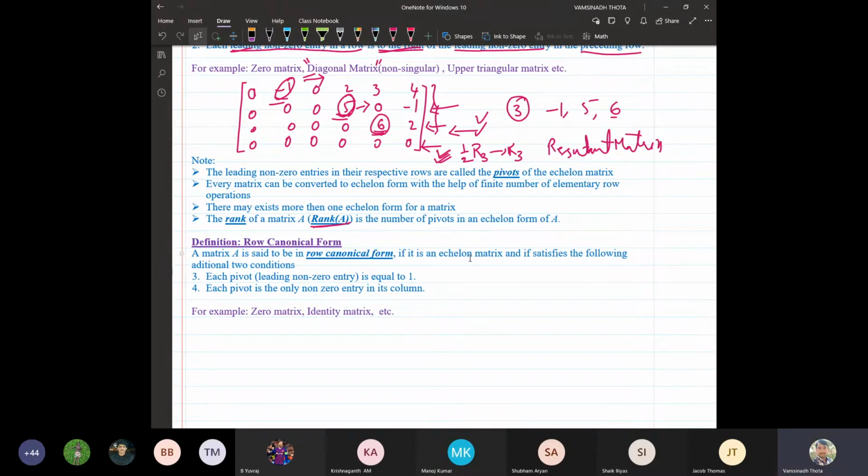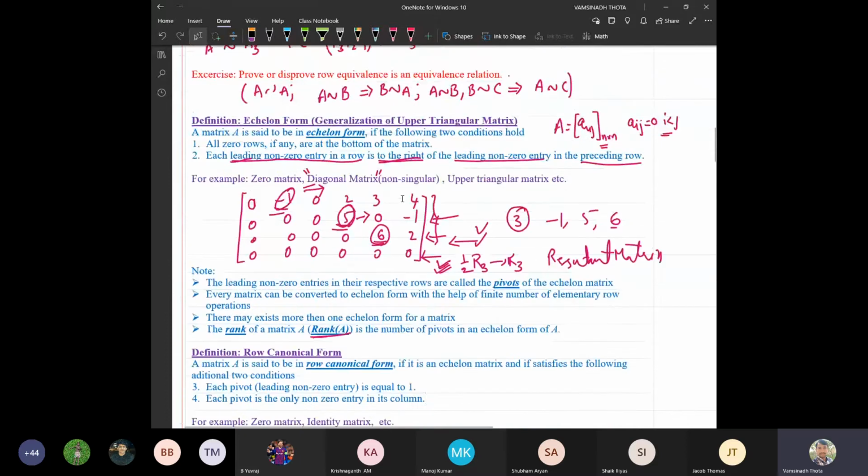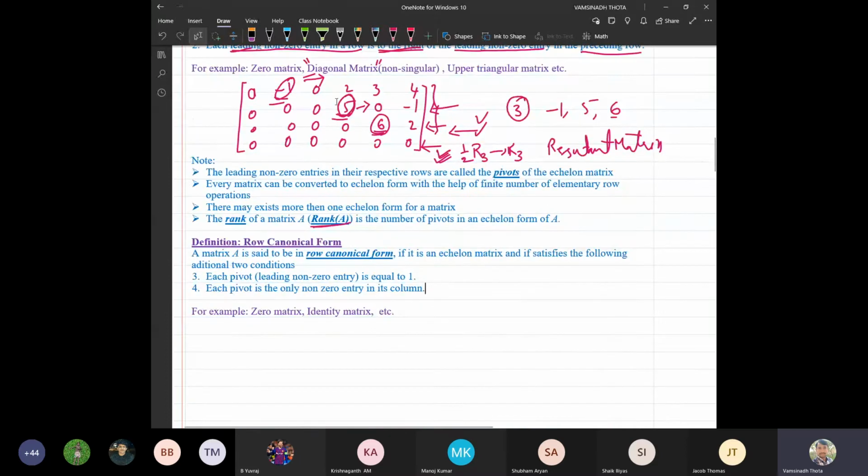Okay, then what is the additional condition? Each pivot element is the only non-zero entry in its column. Suppose you look at the previous example. In the previous example, this 5 is the second leading entry, the second pivot, I can say. Now, what we have to see here: this is the second pivot entry. Now, you have to look at this column.